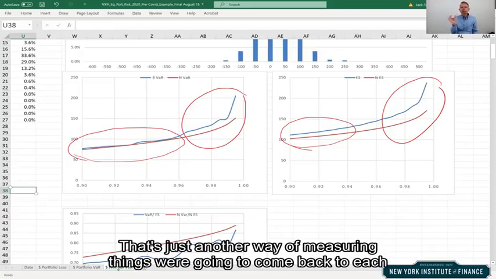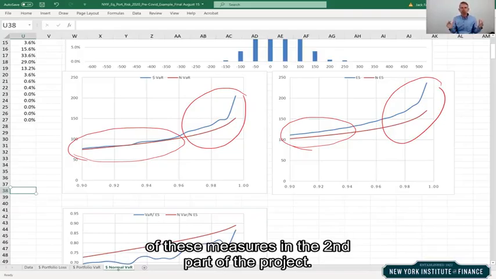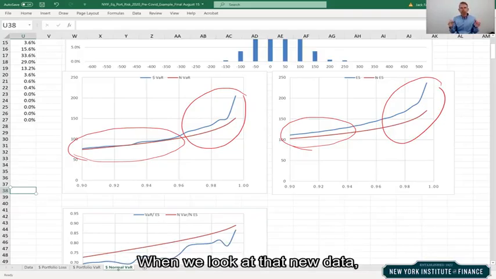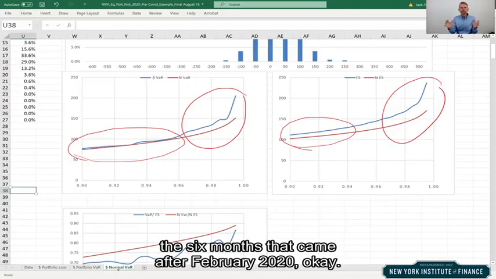And we're going to come back to each of these measures in the second part of the project when we look at that new data, the 6 months that came after February 2020. Okay.